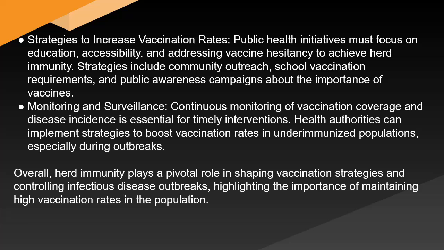Strategies to increase vaccination rates. Public health initiatives must focus on education, accessibility, and addressing vaccine hesitancy to achieve herd immunity. Strategies include community outreach, school vaccination requirements, and public awareness campaigns about the importance of vaccines. Monitoring and surveillance. Continuous monitoring of vaccination coverage and disease incidence is essential for timely interventions. Health authorities can implement strategies to boost vaccination rates in under-immunized populations, especially during outbreaks.